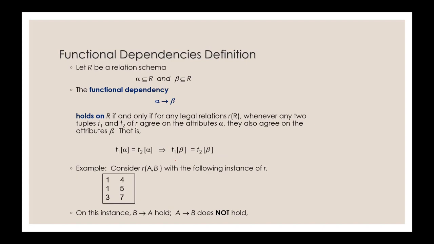Let's take a look at this example. This symbol here, we read it as determines. So alpha determines beta. We have an example here. Consider a relation R, which has A and B. Does B determine A? So 4 determines the value of A, which is 1, 5, 1, 7, 3. So yes, this holds, right?